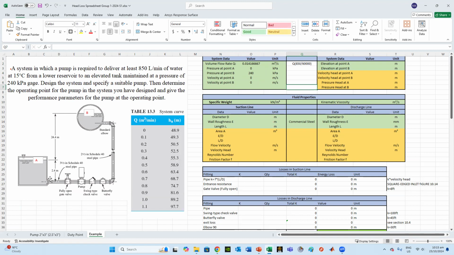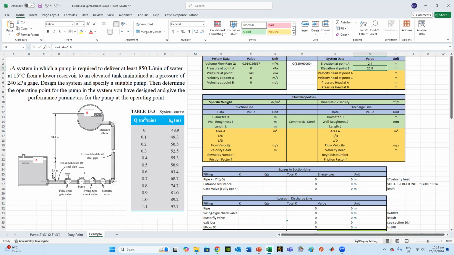Elevation at point A: we always take the reference point as the center line of the pump. From the center line to the surface at point A, as shown here, is 2.4 meters. So I copy that value. But the elevation from the center line to point B is 2.4 plus 24.4, so I could write this equals 24.4 plus 2.4. That way you understand where these numbers are coming from. The 26 is the total of that value.